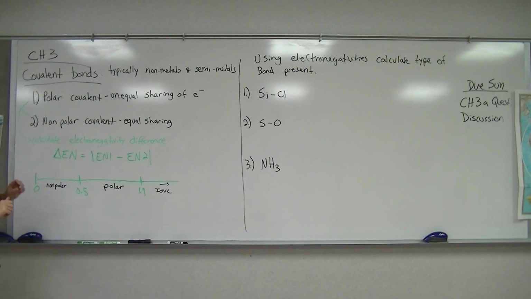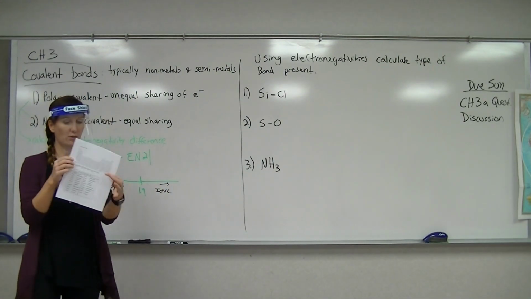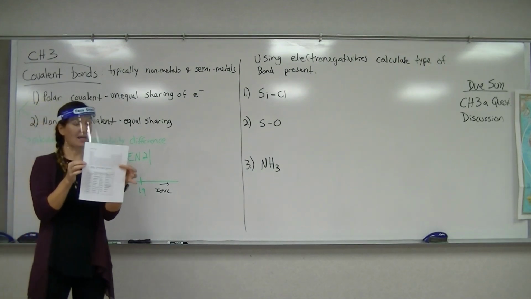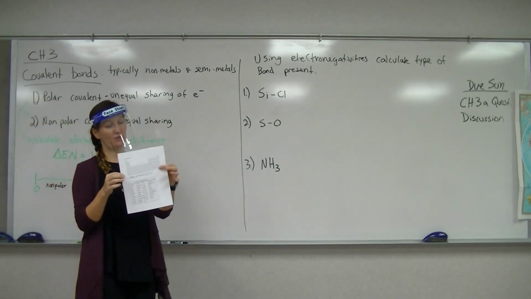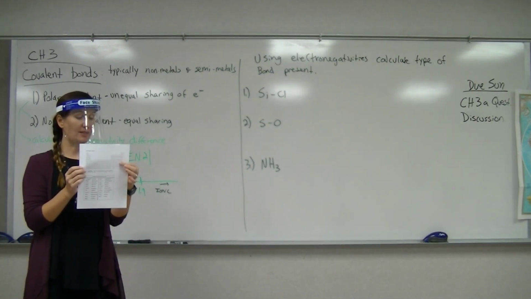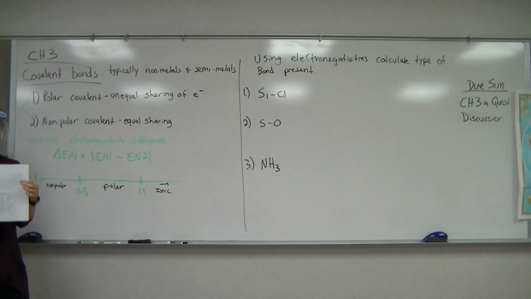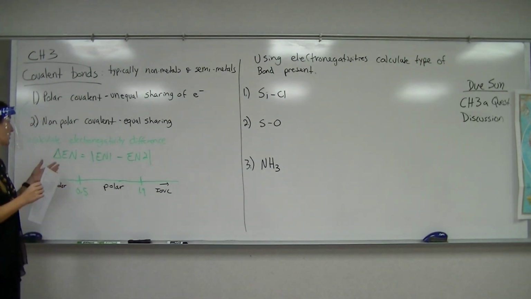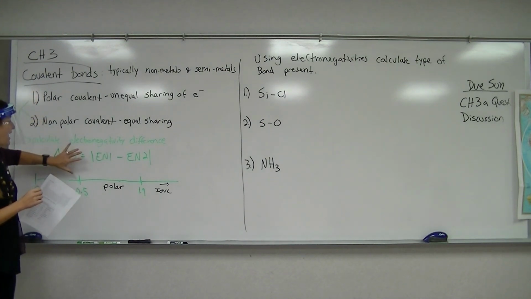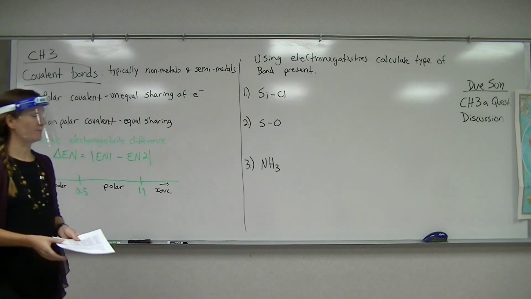Using this electronegativity table, it's a periodic table, except instead of having the atomic numbers and the average atomic mass on it, there's just a number below each element symbol, and that number is its electronegativity value. These are the values we're going to use to calculate the electronegativity difference, and then using that we can classify the bond as either polar covalent or nonpolar covalent.